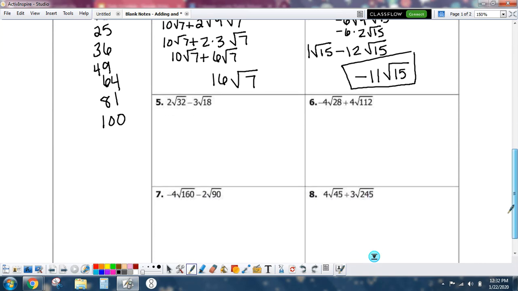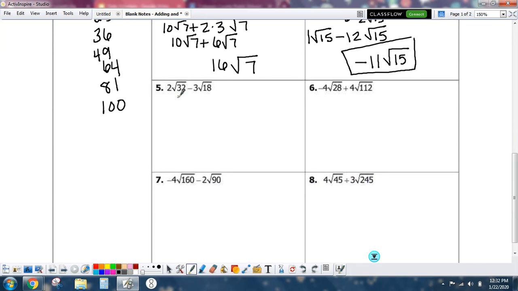All right, for the next one, it's the same idea. You have your square root of 32 and your square root of 18, and both of these can be simplified, so we need to make sure we're doing that. So the square root of 32, the biggest perfect square that goes into it, is 16. Make sure you are finding the largest perfect square that goes into these numbers. Okay, and the largest perfect square that goes into 18 is 9.